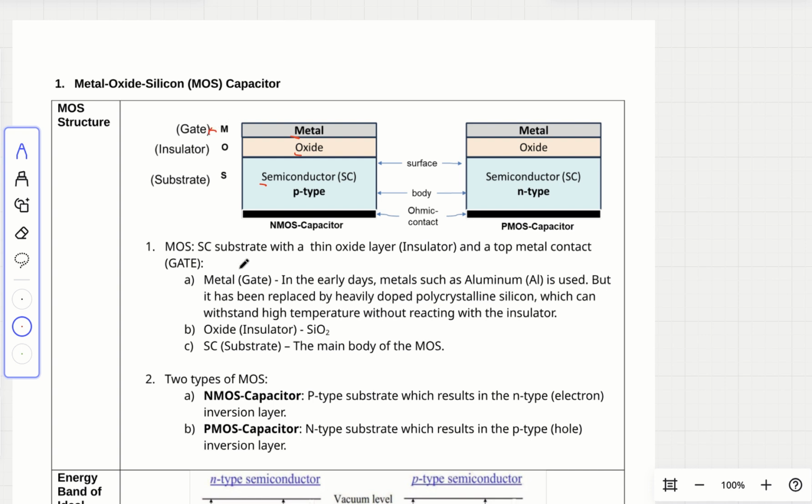Okay, the metal layer is the gate, and in the early days it was made of metals like aluminium, but nowadays it's replaced with heavily doped polycrystalline silicon.